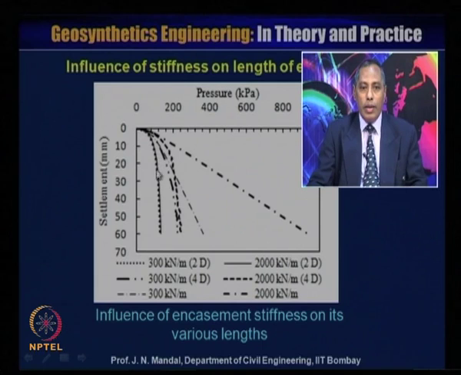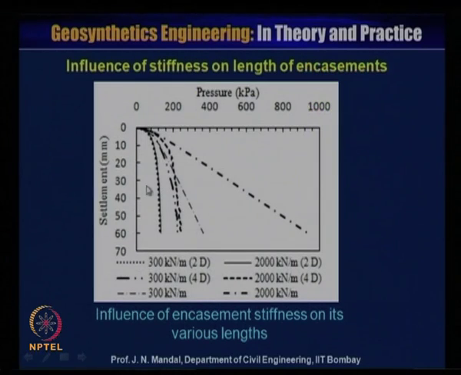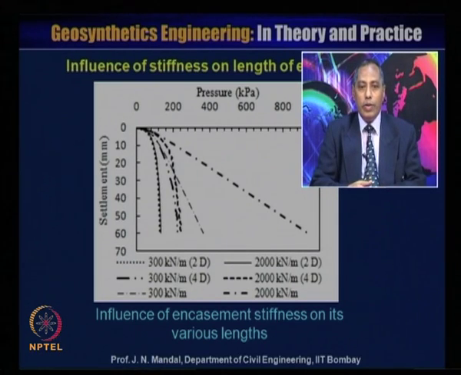So, here you can observe again that you are having almost a similar nature of the curve, but there is an effect of the stiffness and the length of the encasement. So, that means that the improvement is also increasing with increasing the length of the geogrid material, and 2000 kilonewton per meter gives substantially more than the 300 kilonewton per meter stiffness value of the geogrid material.